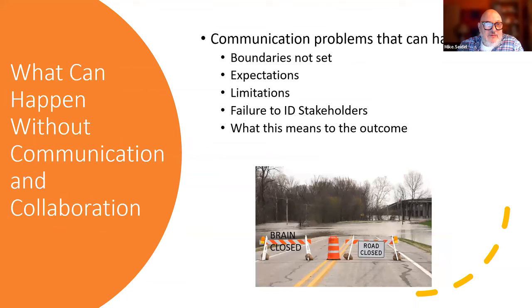What can happen without communication and collaboration? I think we all know that. We've been talking about some of the issues. When boundaries, expectations, and limitations are not set, you're setting yourself up for failure, and finding yourself overextended and in situations trying to meet needs and demands that are very difficult or impossible. Funding becomes a concern quickly as you overpromise what cannot be approved or covered.